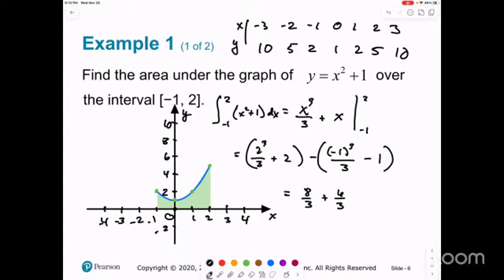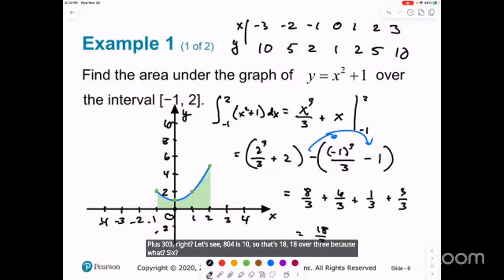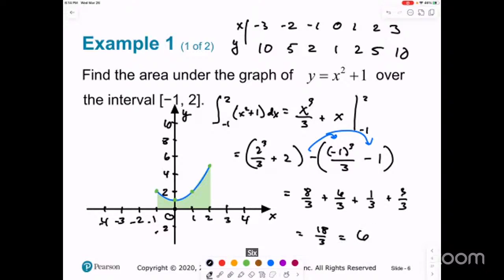So if we distribute this negative, those both become positive. So then that's going to be a plus 1 over 3 plus 3 over 3, right? Let's see, 8 and 4 is 6 and 4 is 10, so that's 18. 18 over 3, which is 6. 6 units. Right?